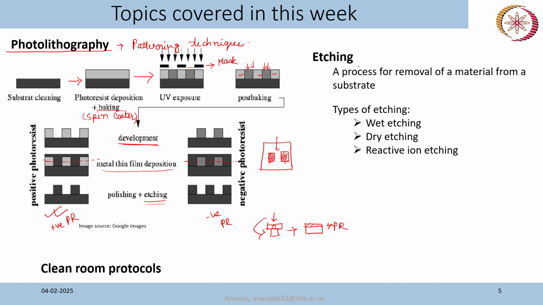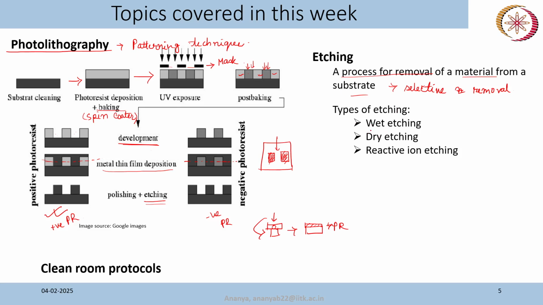So what is etching? It is the process of removal of material from a substrate. It is basically selective removal of material. Here you can see that our etching technique actually removes the photoresist and not the metal part. Okay, so that is why it is important that it is selective removal. Now there are different types of etching.